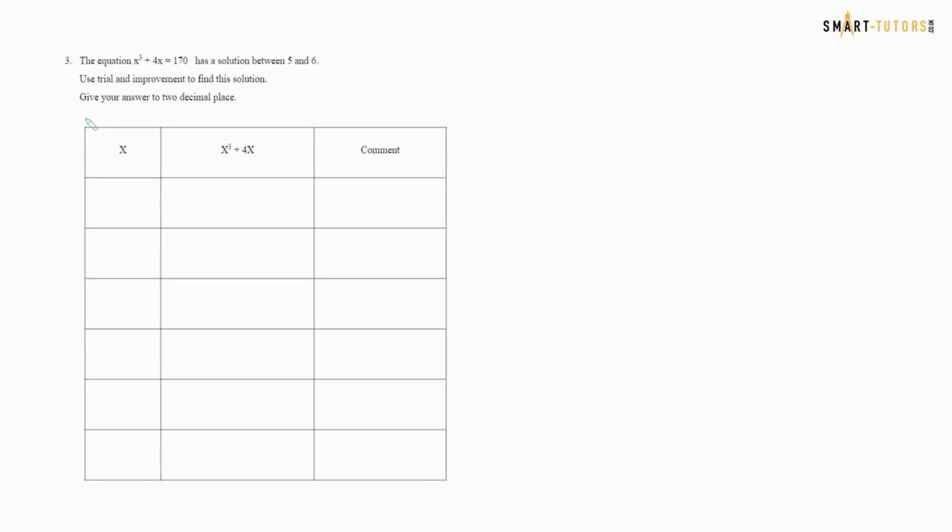Question number 3. The equation x cubed plus 4x equals 170 has a solution between 5 and 6. Use trial and improvement to find this solution. Give your answer to 2 decimal places. Right? So they have given the answer between 5 and 6. So you draw a number line, this is 5 and this is 6. I'm going to substitute 5 and 6, find out the answers and check with 170.